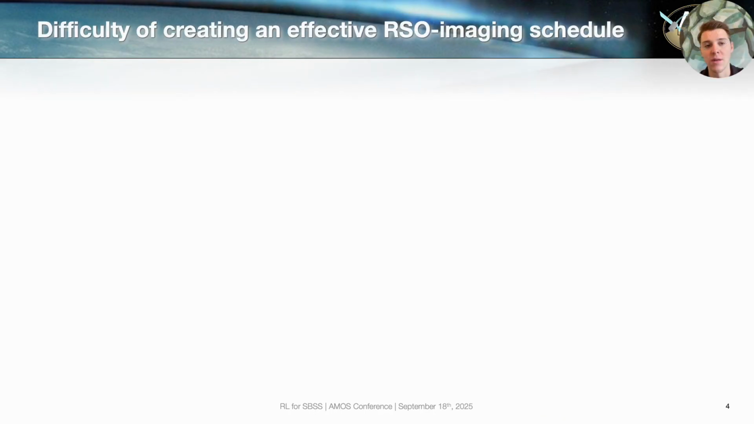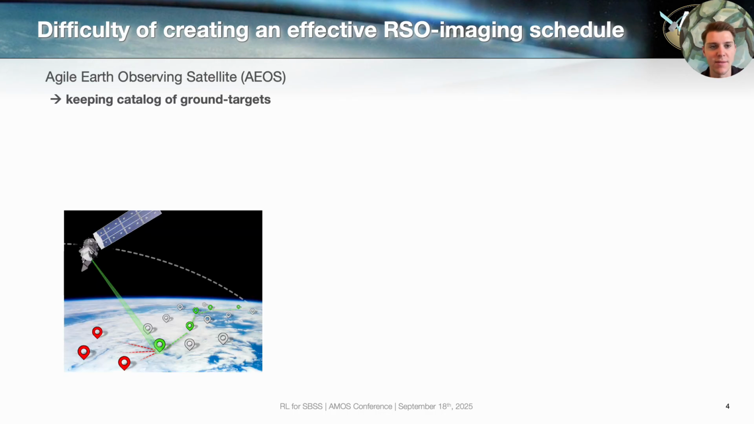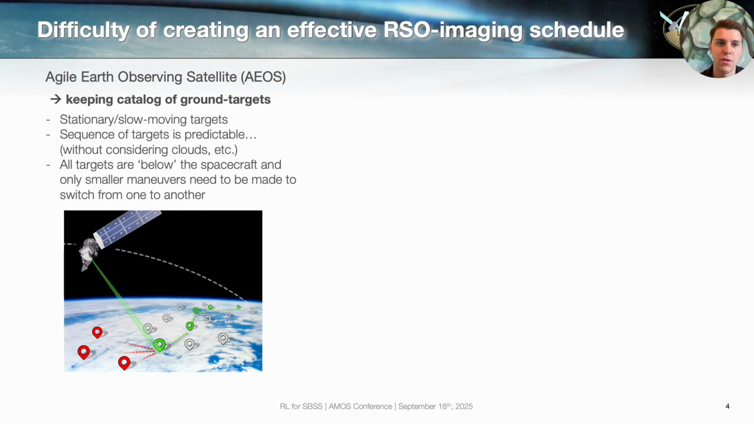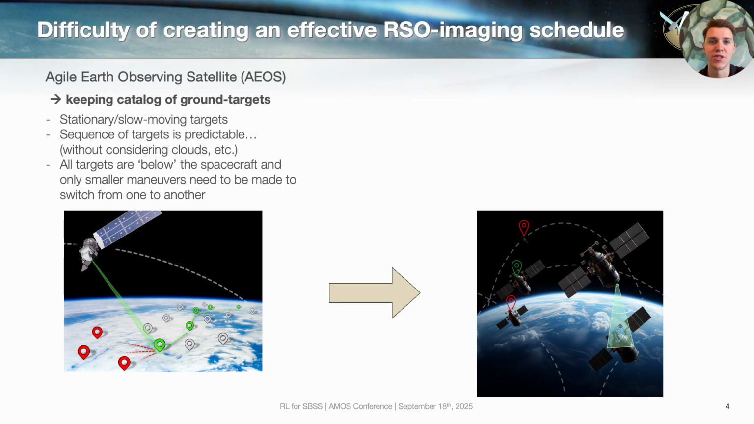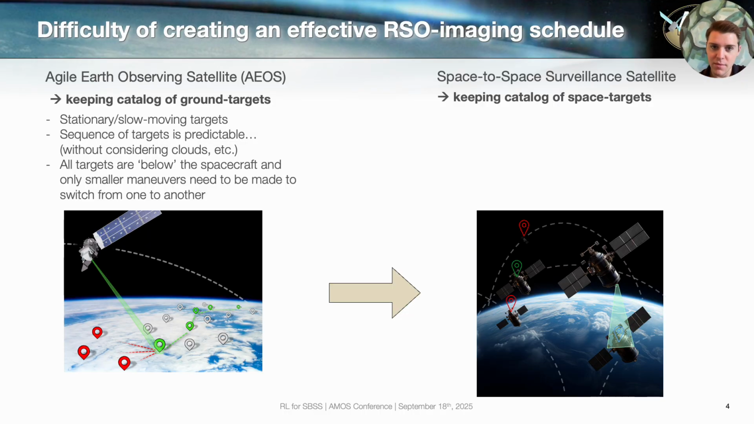Now, jumping into how challenging it is to create an RSO imaging schedule: if we look at agile Earth observing satellites, you're keeping a catalog of a number of ground targets, and you have to decide on the best sequence to image those. Here, all the targets are stationary or slow moving, and that sequence is quite predictable, as all the targets you're going to image are on your ground track below you, and you need to do smaller maneuvers.